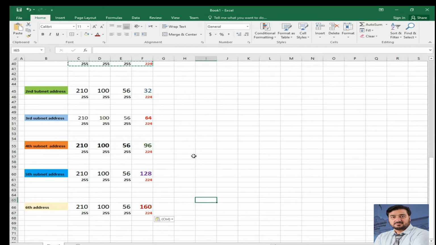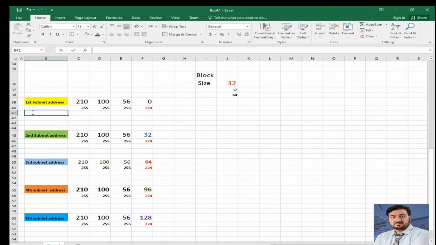Now if I ask you, what is our first usable address? Here we find out this is our block size. As we know, this is our block size and the first usable address. So what is the first usable address? This is our network address.